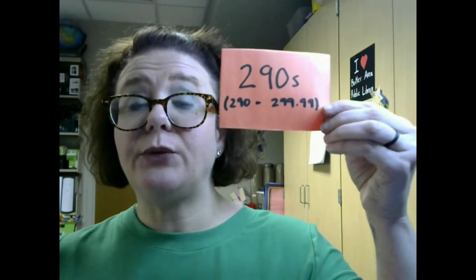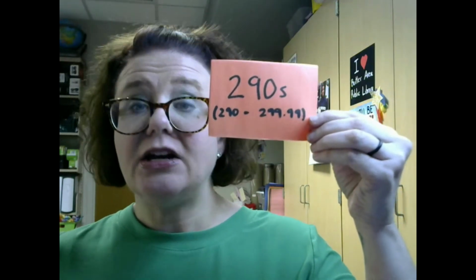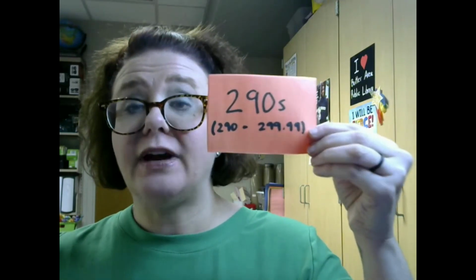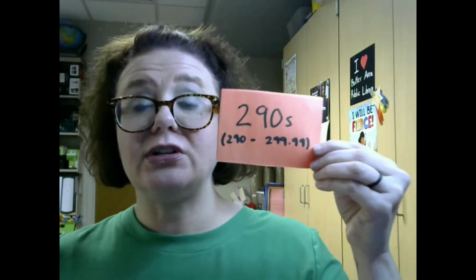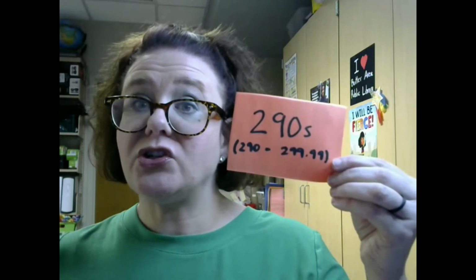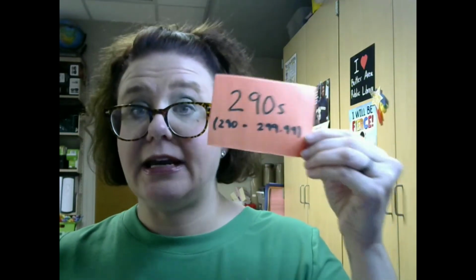And finally, we wrap up the 200s with the 290s. This is 290 to 299.99. And this is where you will find information about other religions of the world. So if you were seeking out information about Eastern religions, about non-Christian religions in the United States, you would find all of that information in the 290s.